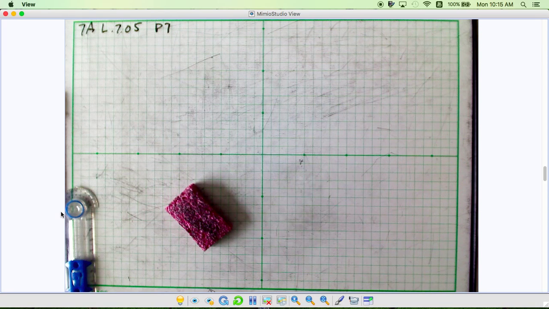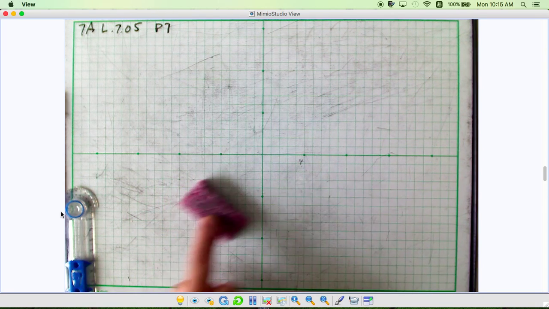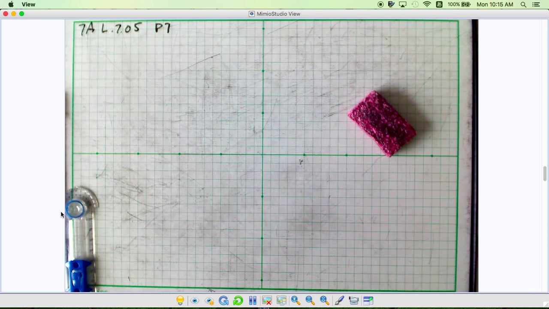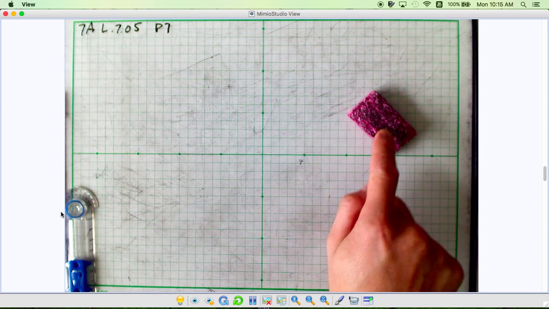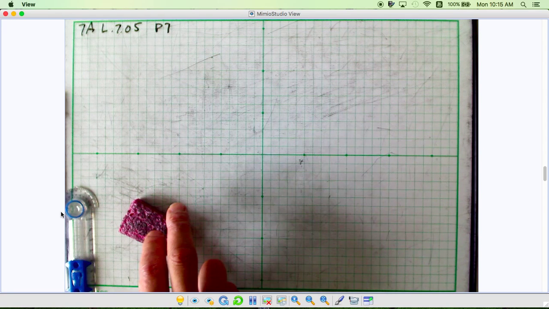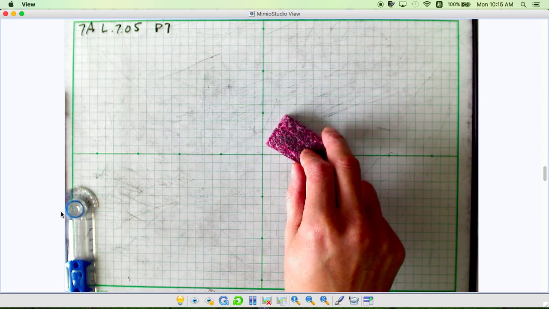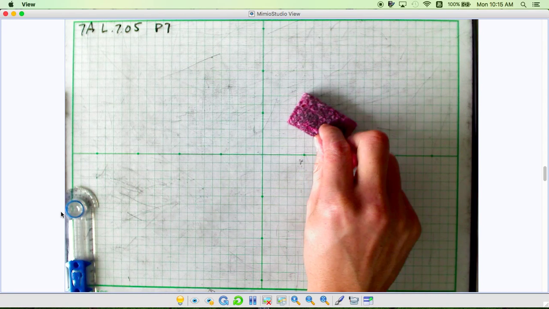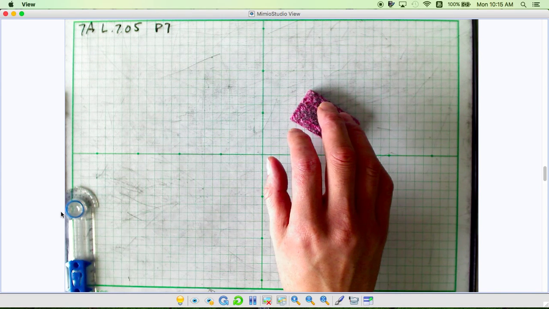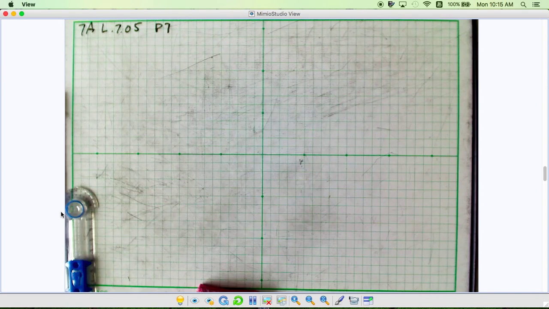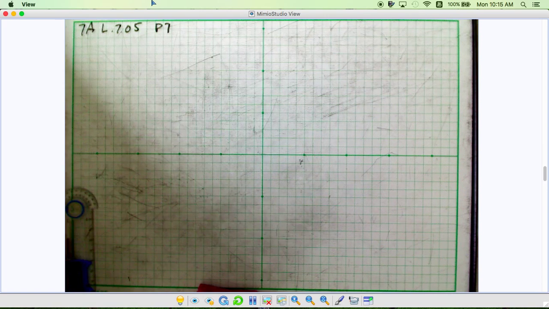So if I have this rectangular sponge, if I move it from here to here, it's an isometry because I translated it without changing shape or size. But when I'm moving this from here to here, if I squeeze this, it gets smaller, and if the size changes, we don't call that an isometry. And that is about it for this lesson, homework 7A.